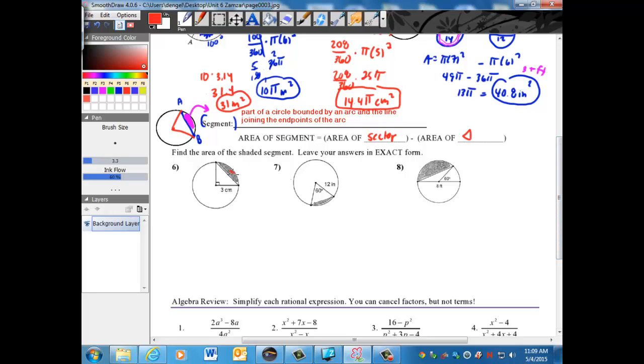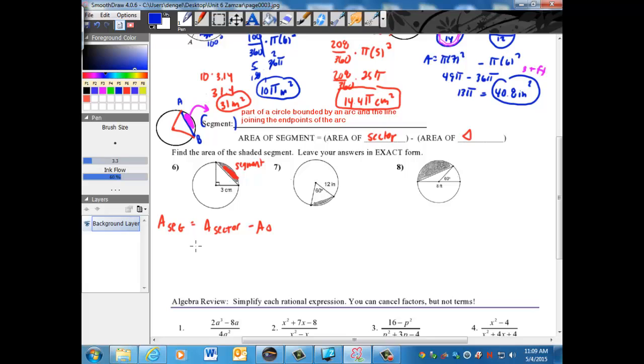So again, let's highlight this in red. This is our segment, which is what we're trying to find. So I'm going to put that the area, I'm going to put SEG, which stands for segment, is going to equal the area of our sector, minus the area of our triangle.